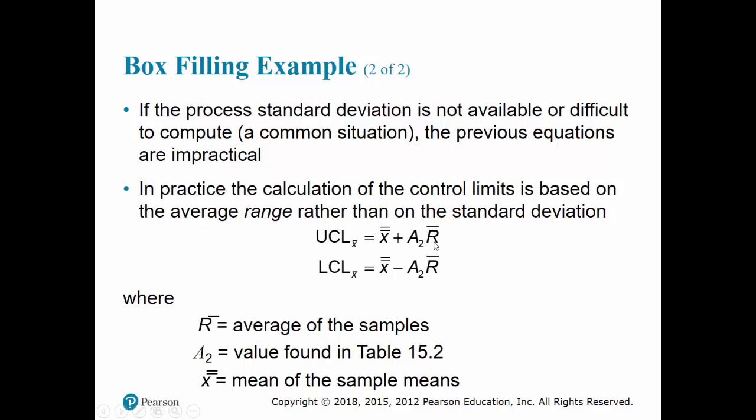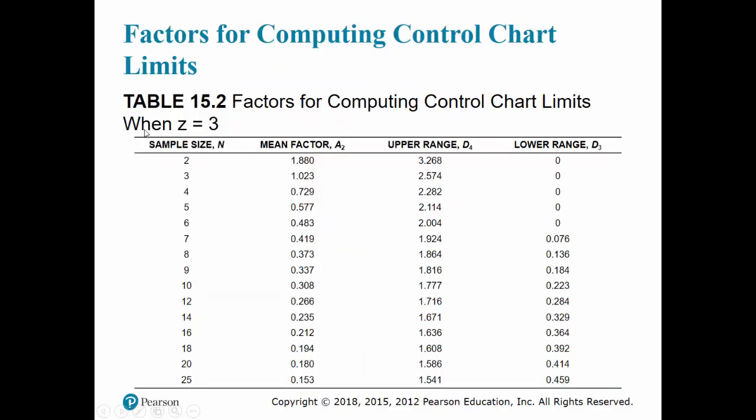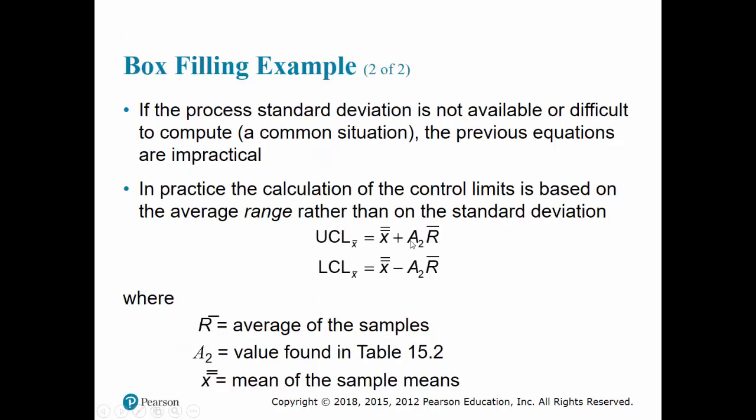But when you do that, you can't use z anymore. We have to use a factor called A sub 2, and that factor is available in a table. Table 15.2, this is in your book. Here are the sample sizes. Remember the repeated samples, so you have to be very careful: what is the size of each sample? That's what determines the factor. You get the A sub 2 factor from this table and plug that in.